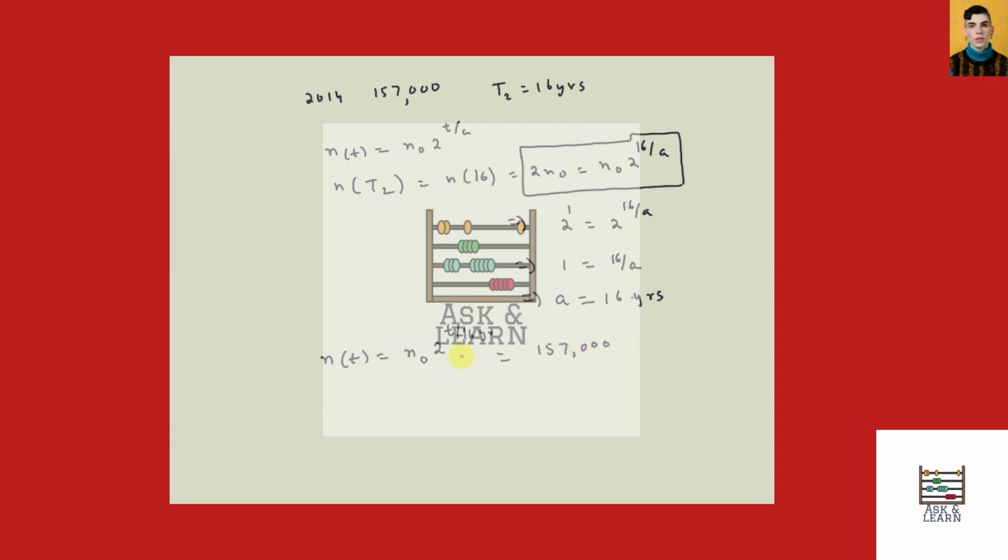To find out the value of N naught in this equation, if we plug in t equal to 0, the power term will become 1, and N naught will be the population at t equal to 0, which is the population in 2014, since t is the number of years after 2014. So N naught will be the population of the city in 2014, which is 157,000. So that N(t) becomes 157,000 times 2 to the power t by 16. So this is the first model.